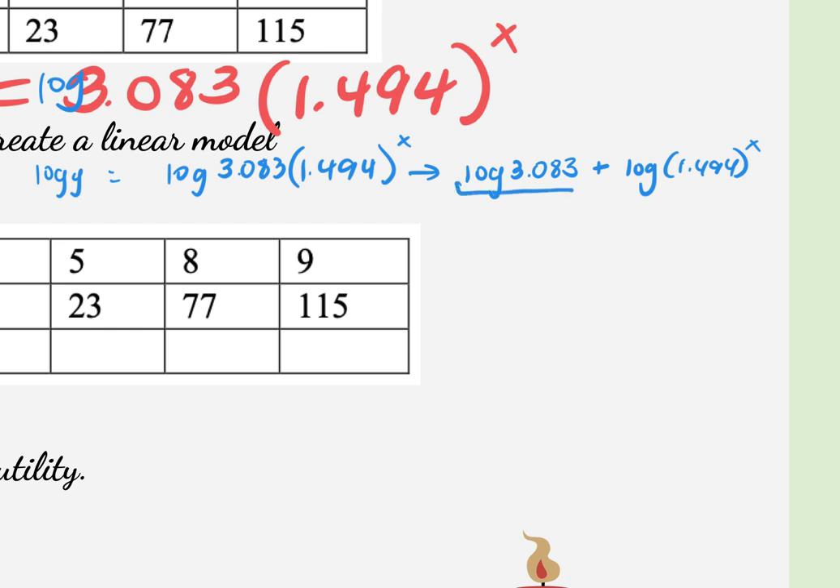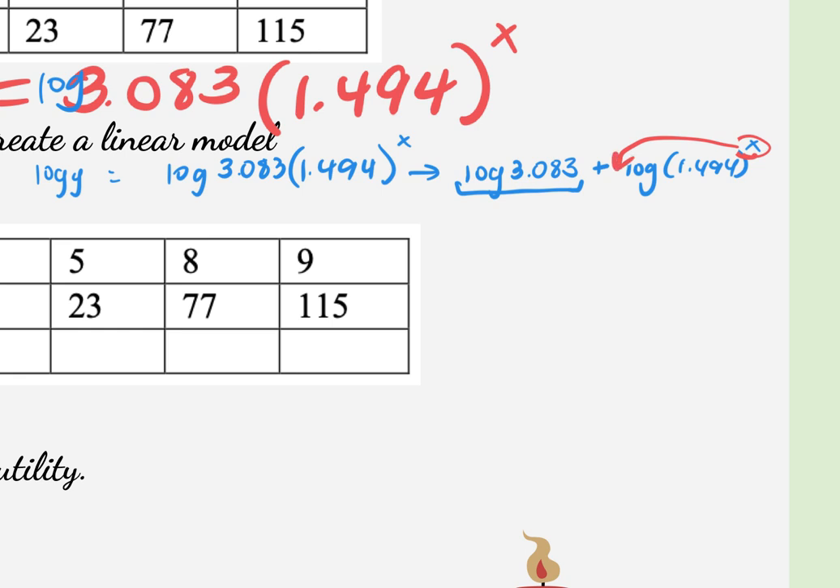Now log of 3.083 is just a number. It's a value. So we're going to literally find it. On our graph, what would that be? Good. If I left it in exponential, that would actually be a translation, or if I left it in log, it would be a translation up, okay? But I want to make this linear. So what am I doing with the exponent? You have to get rid of an exponent. You got to put it to the front.